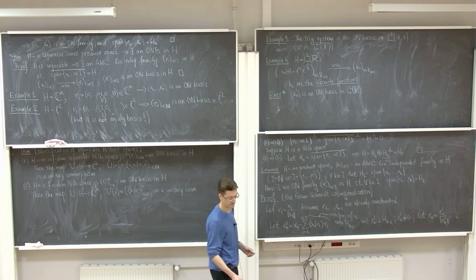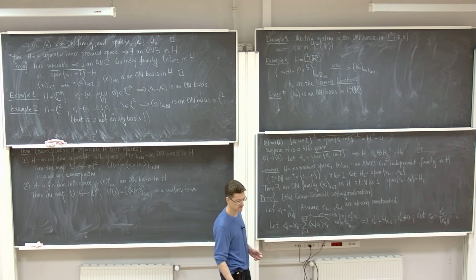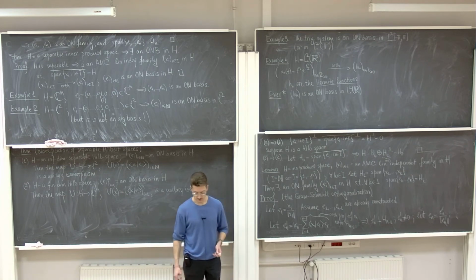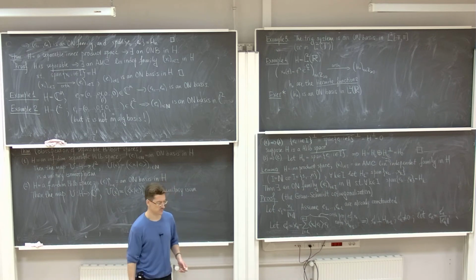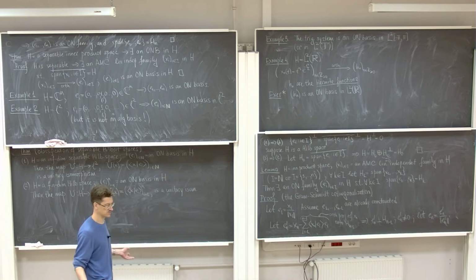Можете напомнить, что такое сепарабельное? Сепарабельное означает, что есть счетное плотное подмножество. То есть сепарабельность понимается просто в топологическом смысле.